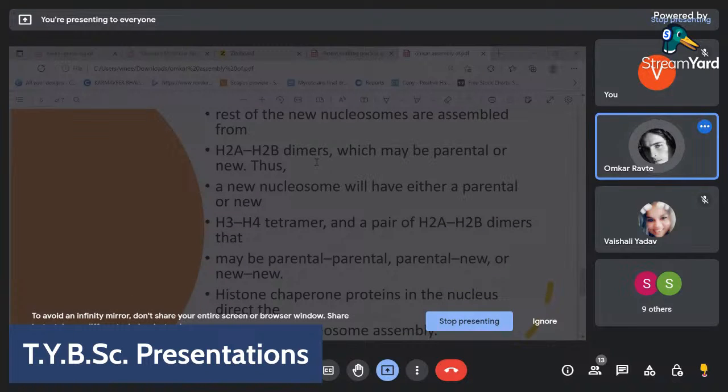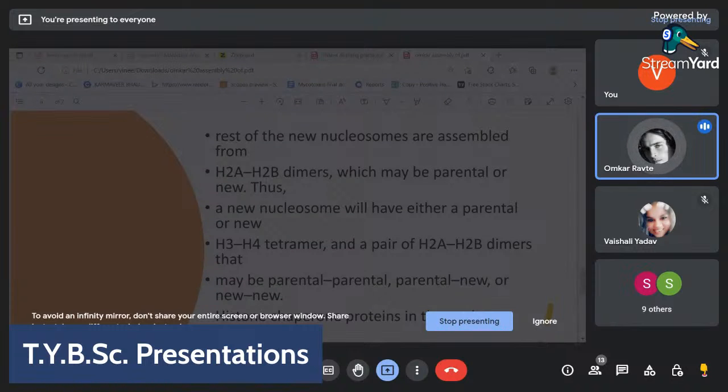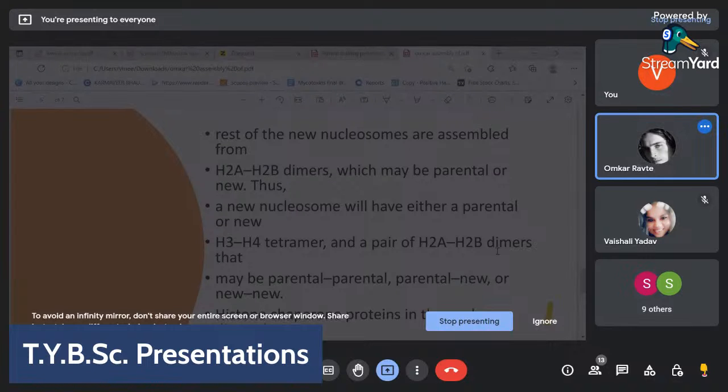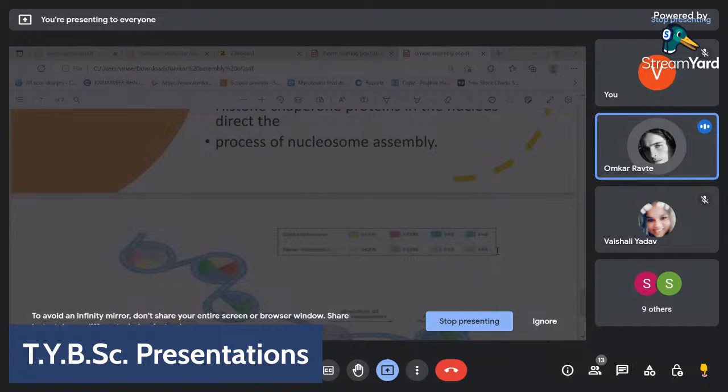The rest of the new nucleosomes are assembled from H2A-H2B dimers, which may be parental or new. Thus, a new nucleosome will have either a parental or new H3-H4 tetramer and a pair of H2A-H2B dimers that may be parental or new. Histone chaperone proteins in the nucleus direct the process of nucleosome assembly.